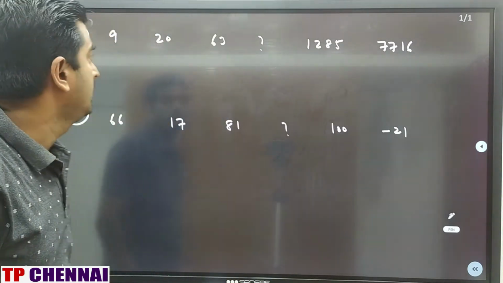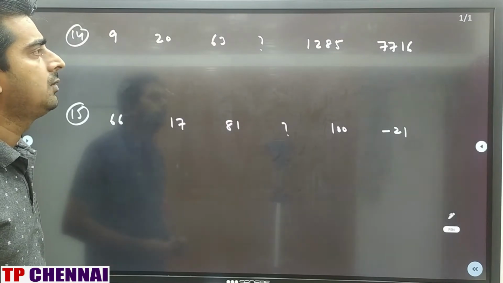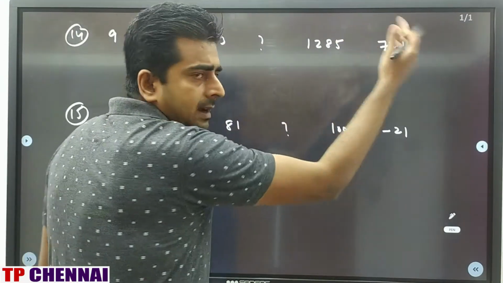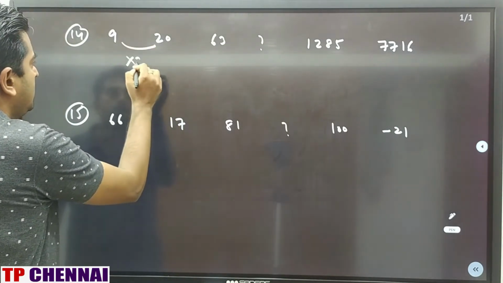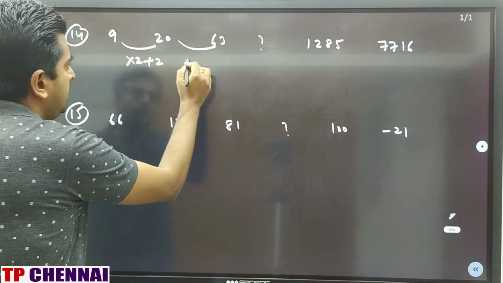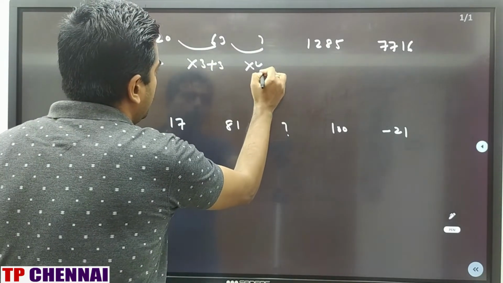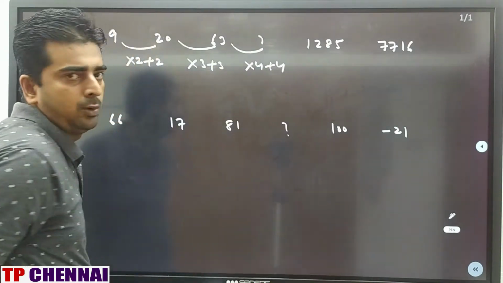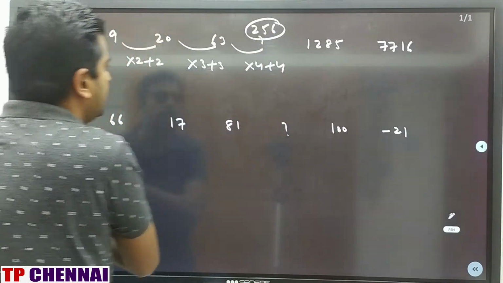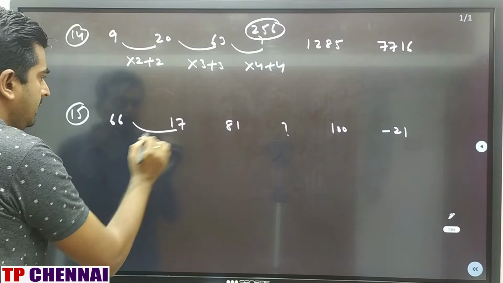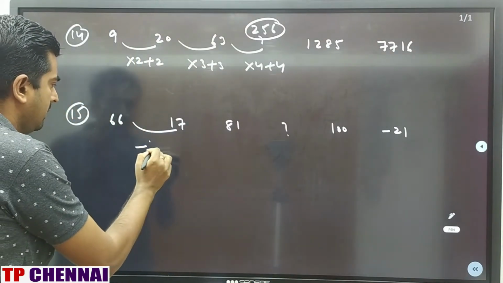Now we'll see the 14th one. 9, 20, 63, question mark, 1285, 7716. So when you see the series here, it is increasing fast, so it involves multiplication. This is into 2 plus 2. This is into 3 plus 3. This will be into 4 plus 4. What is 63 into 4? 252 plus 4, 256. Next one here. Series is not that much fast, so this involves difference logic.